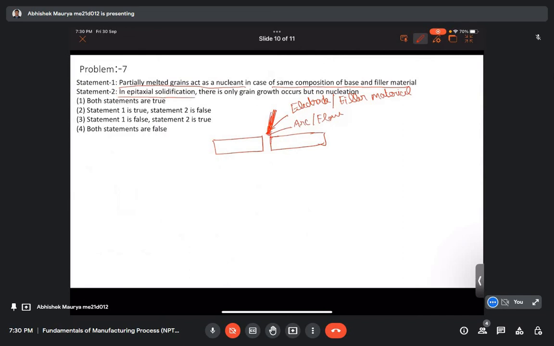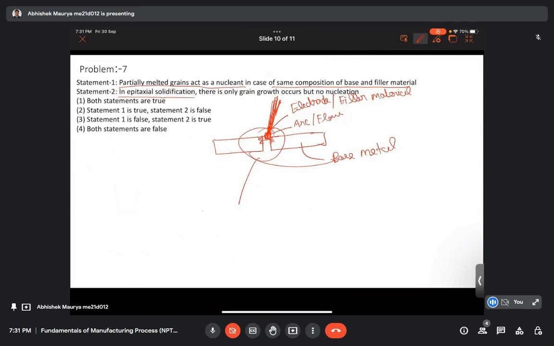So we have these base metals and we have the electrode, and because of heat the electrode is getting melted, and that is getting deposited in between the regions of the base metals. And since we are supplying the heat here, some heat is getting transferred to the base metals also. So I will zoom out this area.